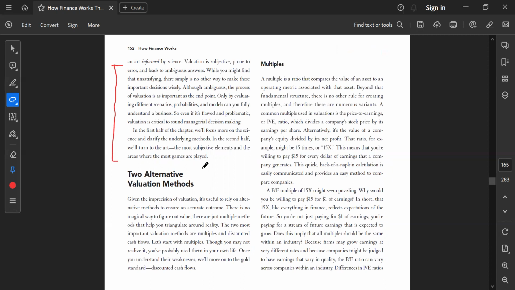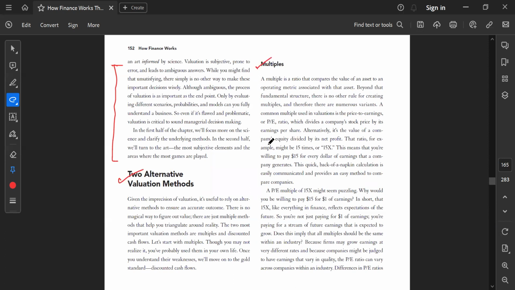Now, there are two alternative valuation methods discussed in this chapter. We will go through them one by one. So first is multiples. A multiple is a ratio that compares the value of an asset to an operating metric associated with that asset. Beyond that fundamental structure, there is no other rule of creating multiples, and therefore there are numerous variants. A common multiple used in valuations is the price to earning ratio, which divides a company's stock price by its earning per share.